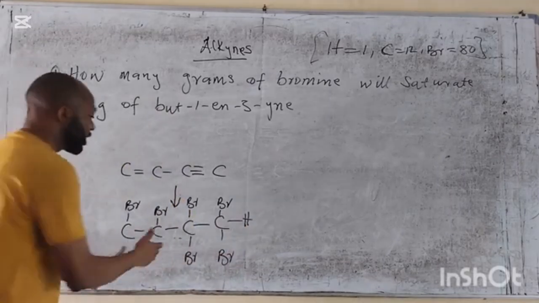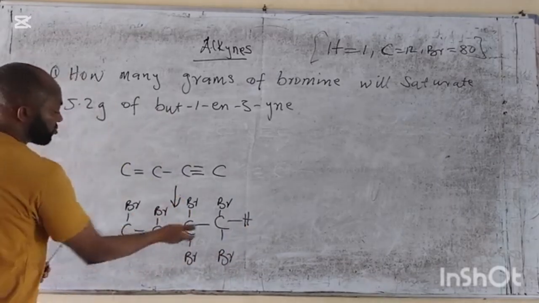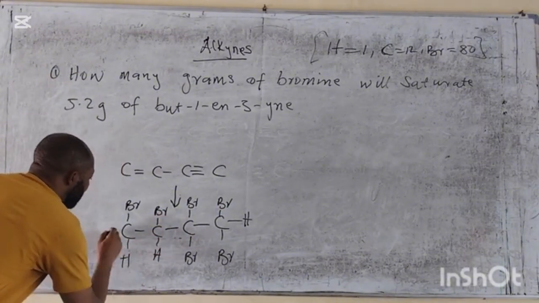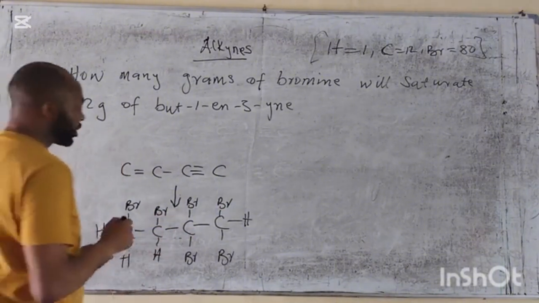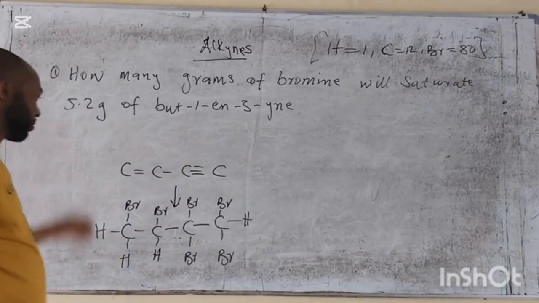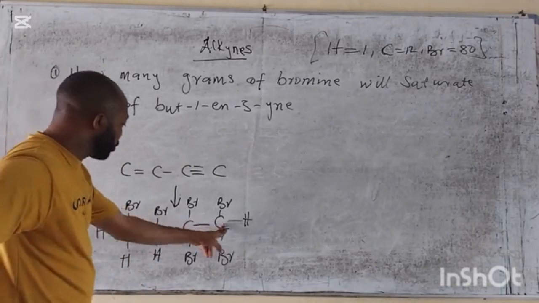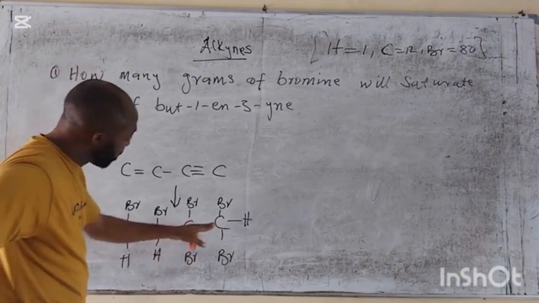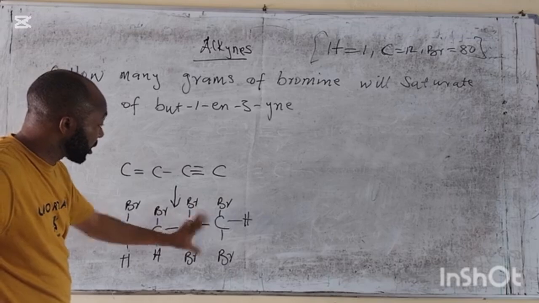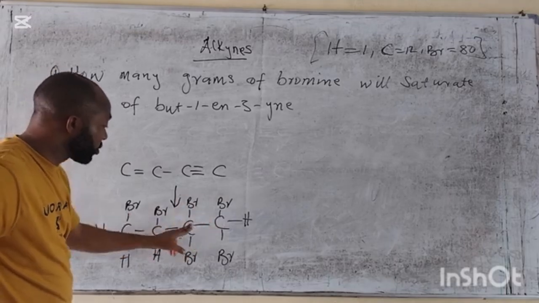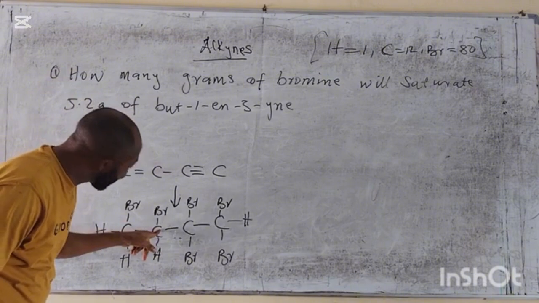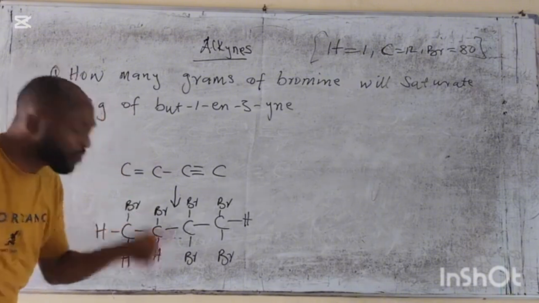Why is it saturated? It has all single bonds, no double bond again in it. So I put my hydrogen around it. So this is the compound. Now, what is the name of this compound? 1, 1, 2, 2, this is tetrabromo. 1, 1, 2, 2, 3, 4 hexabromo.